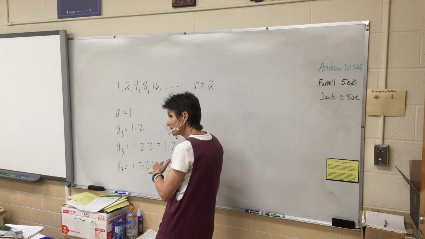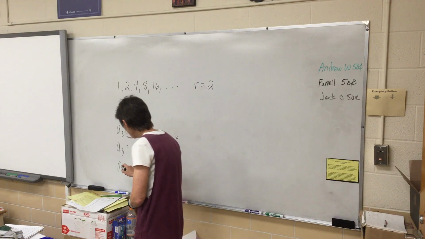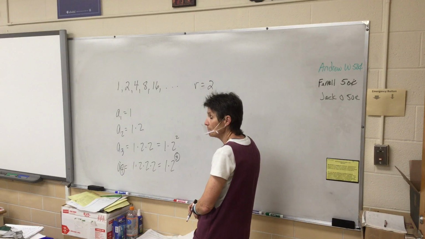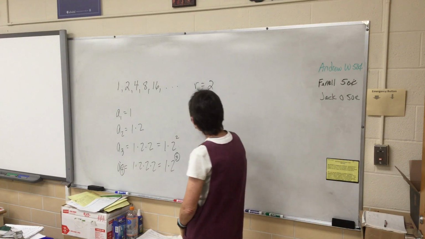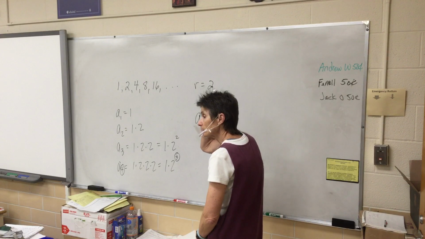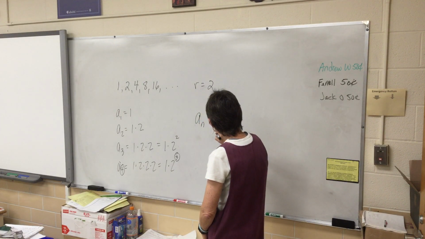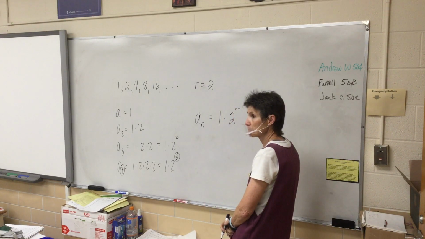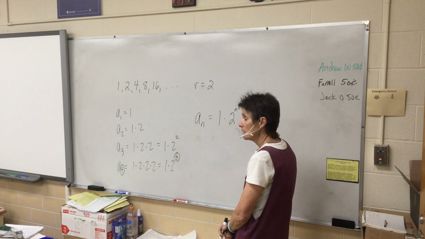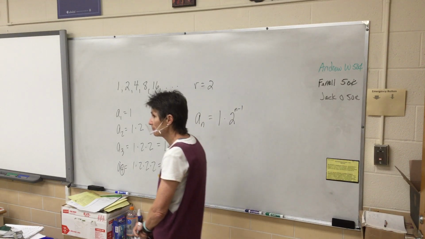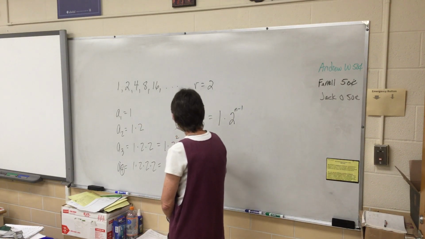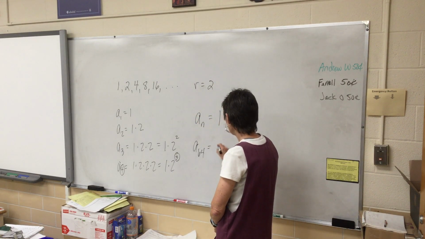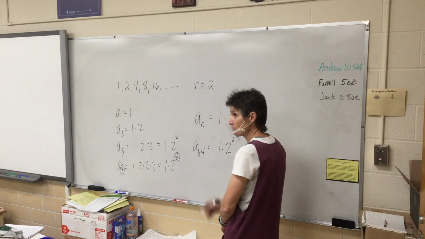Are you starting to see the pattern here? What's the relationship between the term number and the exponent on the 2? 1 less. So the nth term would be the first term times 2 to the n minus 1. Does that make sense? How many squares are on a checkerboard? Anybody know? 64. So we really just want to know how many checkers are on the 64th square. So that would be 1 times 2 to the 63rd.